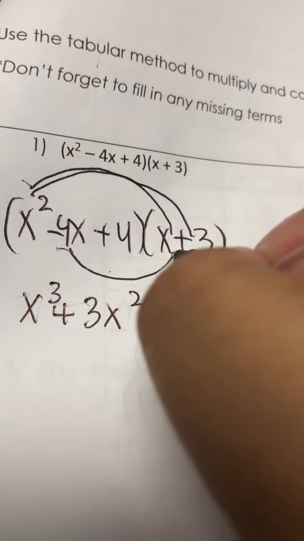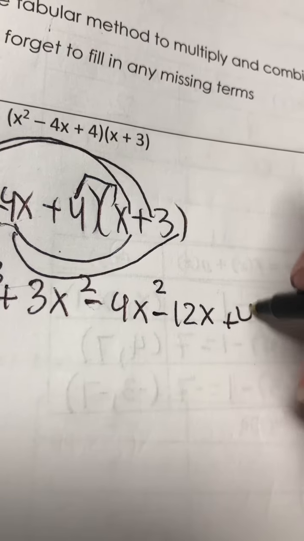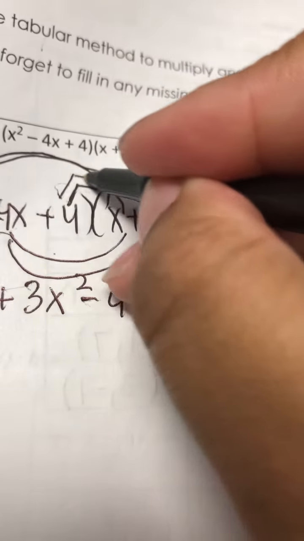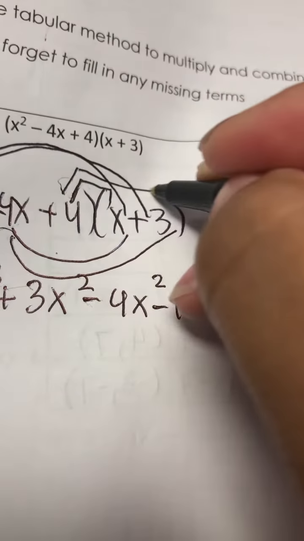Multiply those together, you get negative 4x squared. Multiply those two together, you get negative 12x. Last, multiply those together, you get 4x. And then multiply these two together, and you get 12. And then you're just going to combine your like terms. 3 minus 4 is negative 1. Negative 12 plus 4 is negative 8. And then that stays the same.